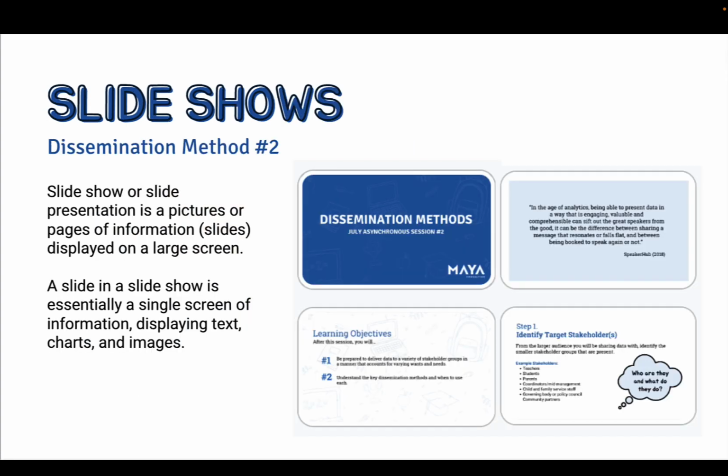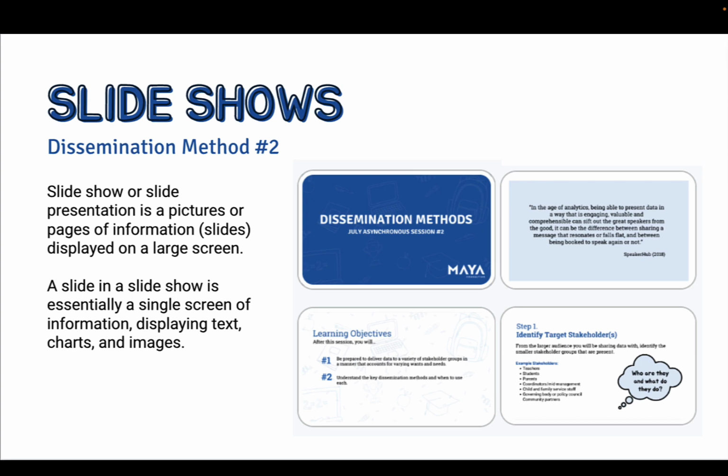The second method of disseminating data we're discussing is a slideshow. A slideshow is a presentation that includes pictures and information presented on slides. A slide in a slideshow is essentially a single screen of information and is able to display text, charts, and images. Slideshows are popular due to the ease of creating slides and their ability to engage audience in the information being presented.